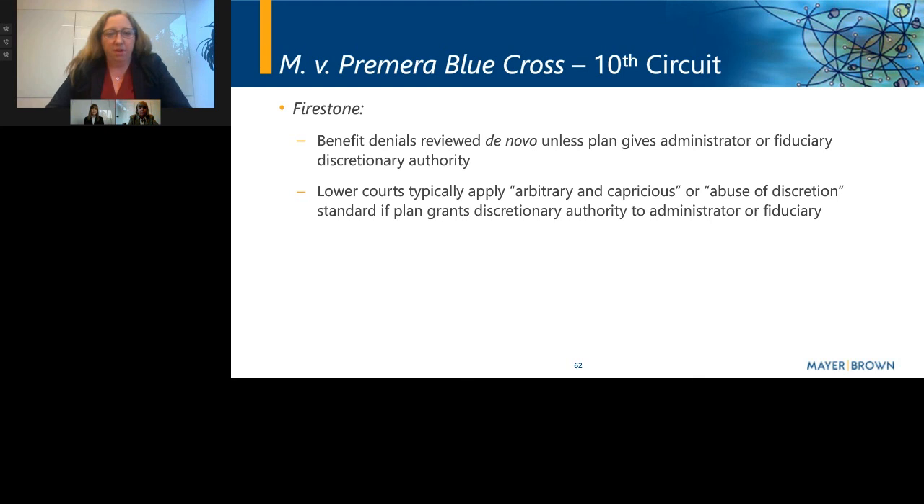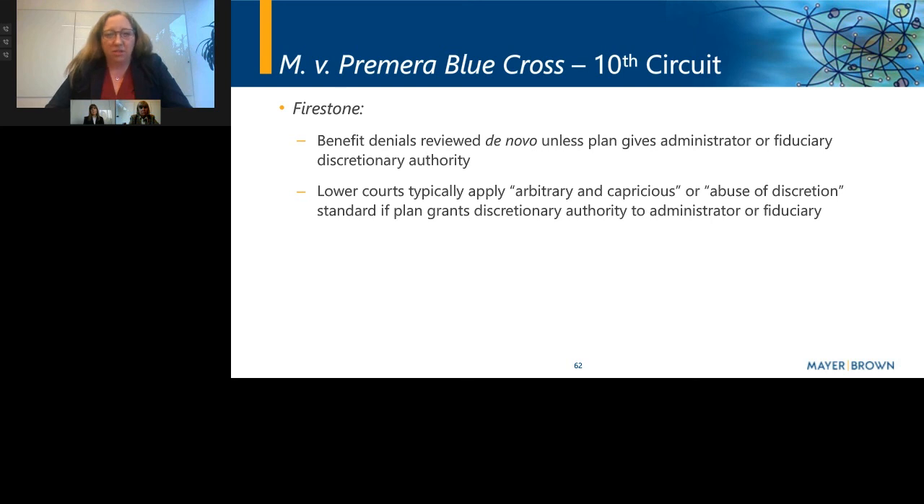The reason for that is more than 30 years ago, the Supreme Court held in Firestone that benefit denials should be reviewed using a de novo standard of review unless the plan gives its administrator or fiduciary discretionary authority to determine eligibility for benefits or to construe the terms of the plan.